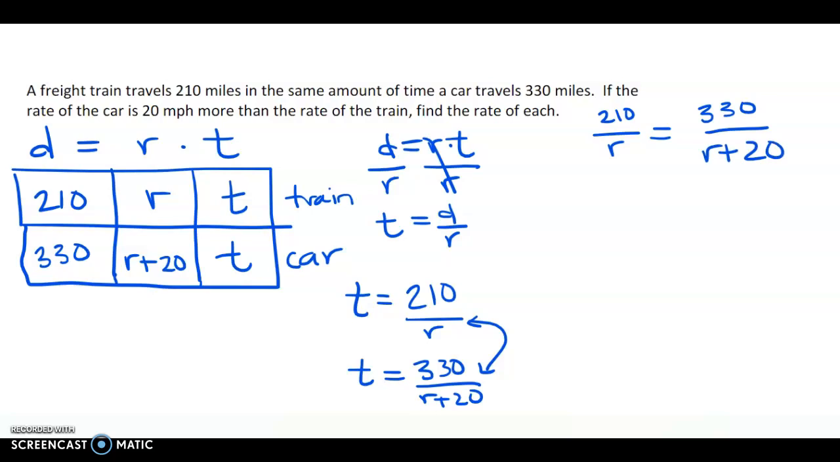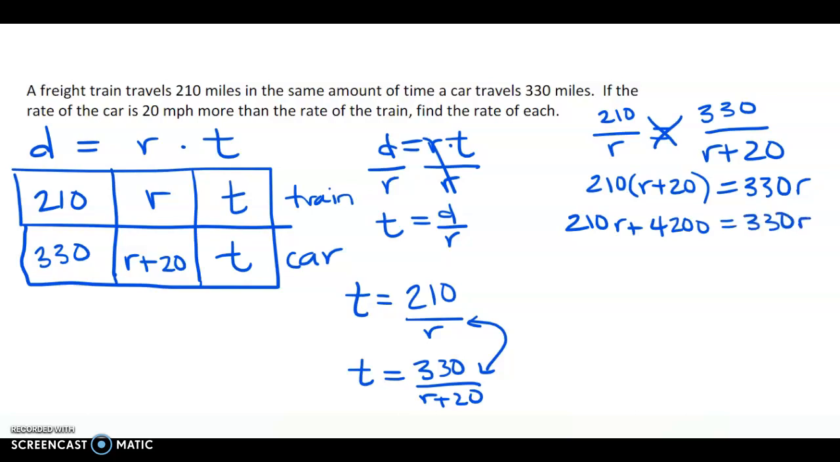Whenever you have a fraction equal to a fraction, you can just cross multiply. So we'll get 210. I want to make sure to put that r plus 20 in parentheses, so the 210 multiplies by both terms. And then equals 330r. Let's multiply this out. We get 210r plus 210 times 20 will be 4200 equals 330r.